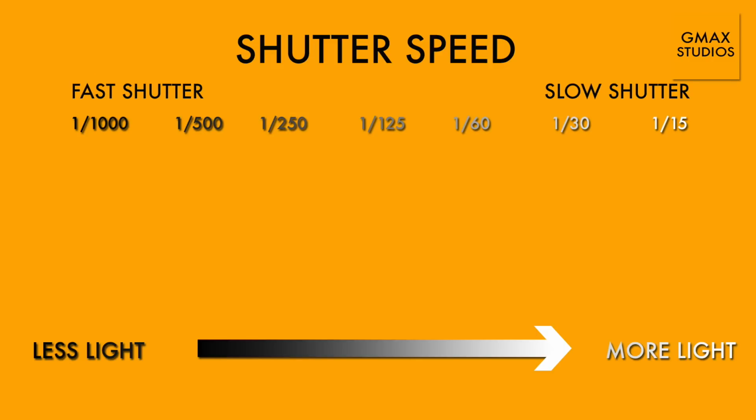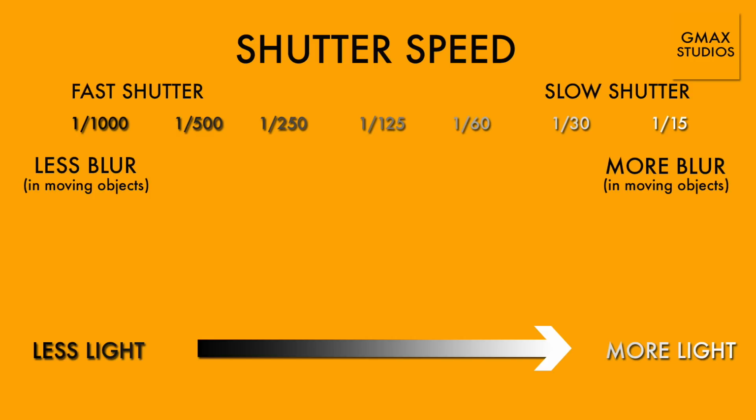As we have discussed, using a fast shutter speed lets in less light into the camera, and a slower shutter speed causes more light to enter the camera. But there is another thing that is controlled by the shutter, and that is the amount of blur that appears in moving objects. So, at a fast shutter speed, moving objects will have less blur, and at slower shutter speeds, there will be more blur displayed.